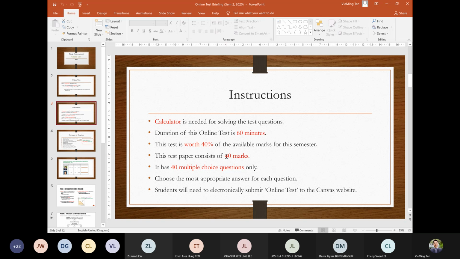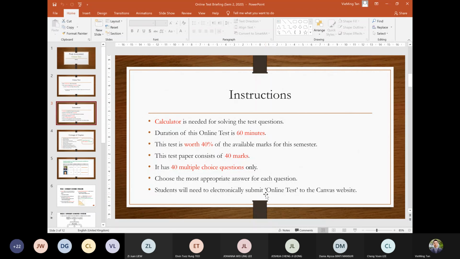For each question, there will be 4 options for you to choose. Please make sure that you choose the most accurate answer that you think is the most appropriate. After attempting the questions, you need to click on the submit button on Canvas in order to submit the online test.